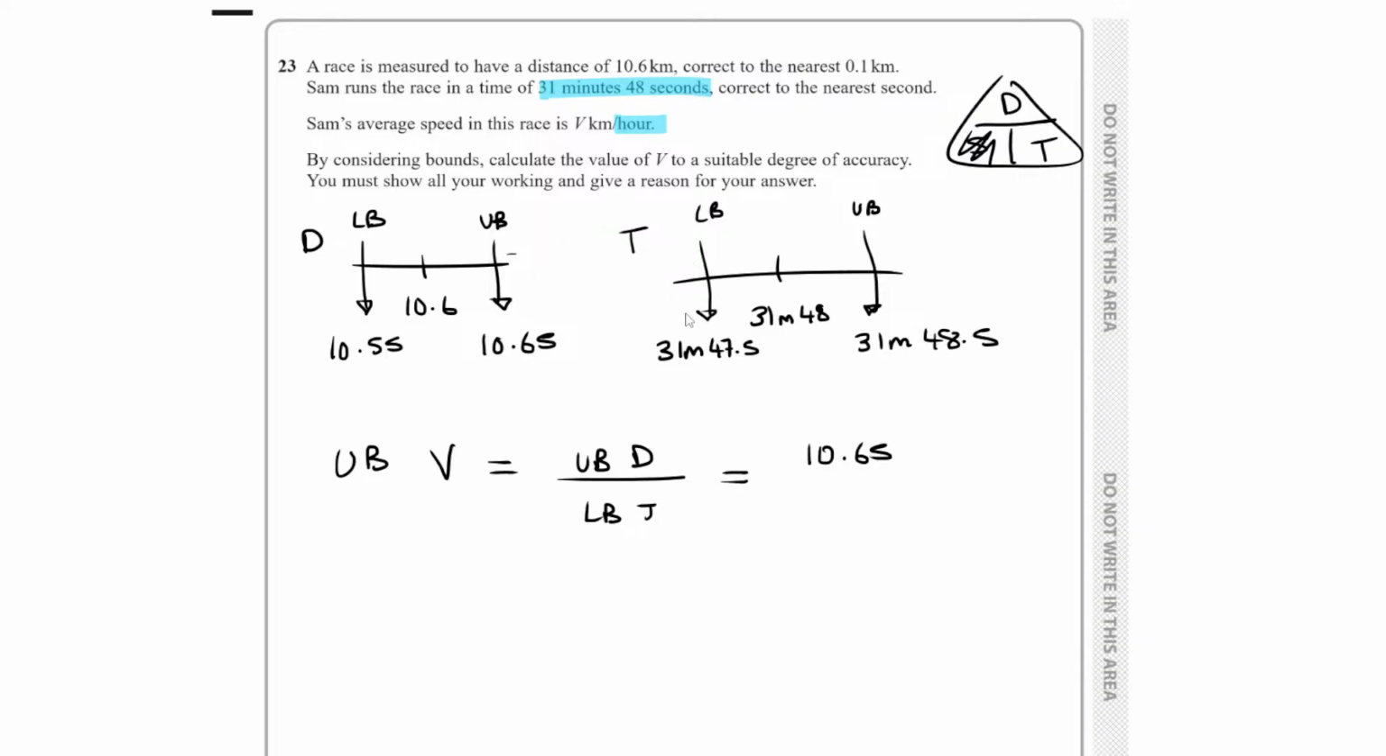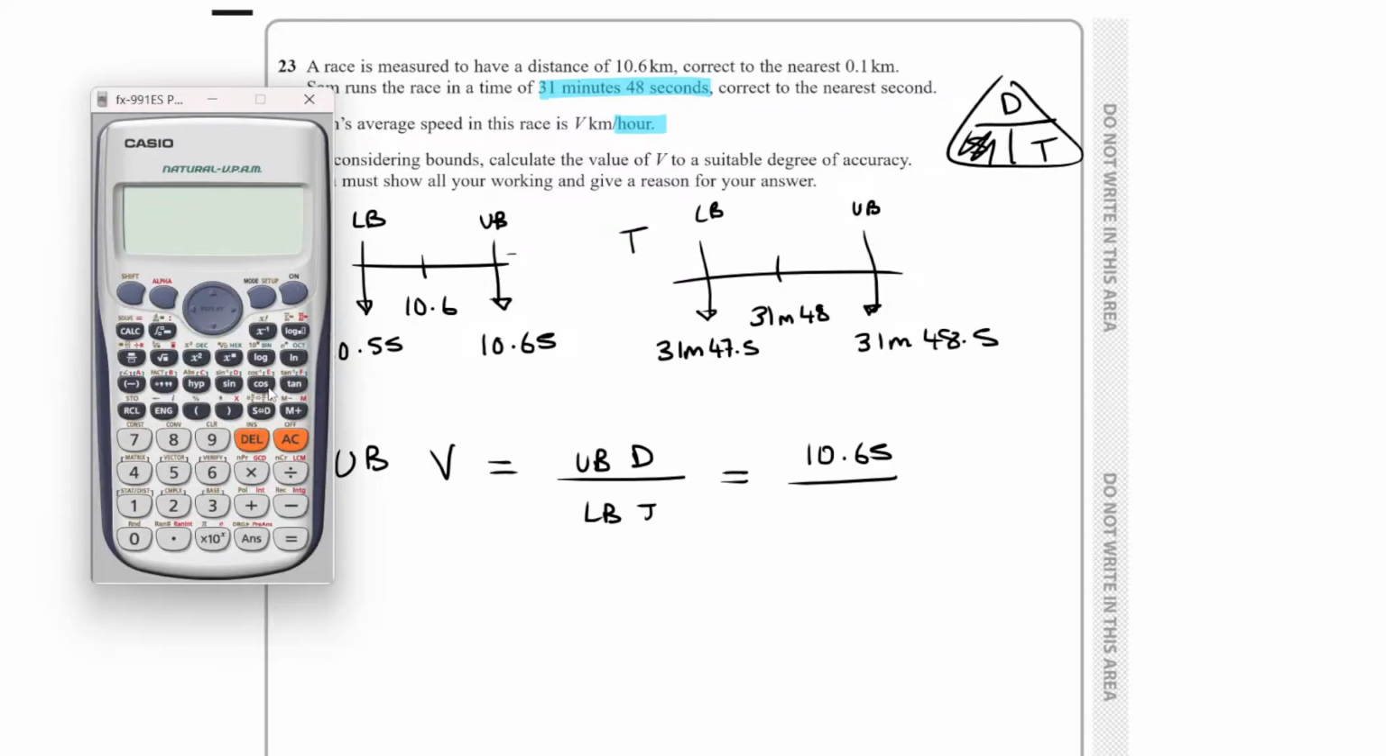Now, we obviously have the issue with the time, don't we, that we need to divide by how many hours that is. So you just need to convert this from minutes and seconds into hours. I think there's different ways, but the way that I thought to do it was I did 31. Let's convert it all into seconds first. So times 60 plus, now I'm using the lower bound, so I'm going to add the 47.5. That's how many seconds I've got.